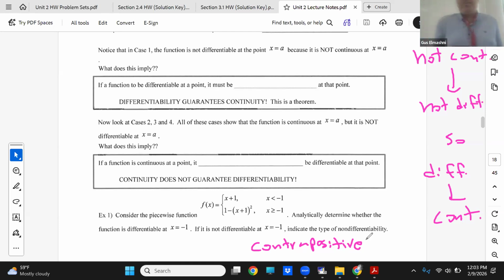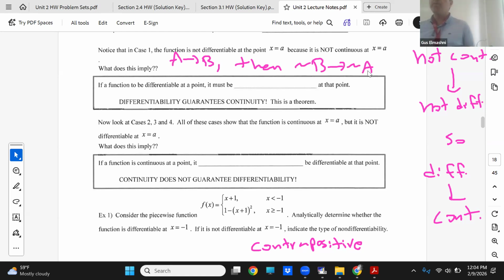So here's the thing about these contrapositive statements, which you might remember from back in the day: if A leads to B, then negative B leads to negative A. That's what's meant by contrapositive statements. They're always logically equivalent. I'll give you another example.